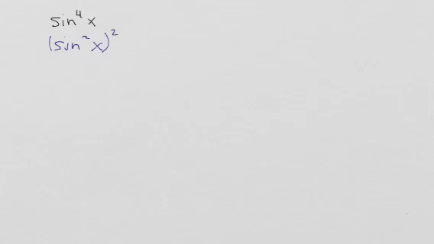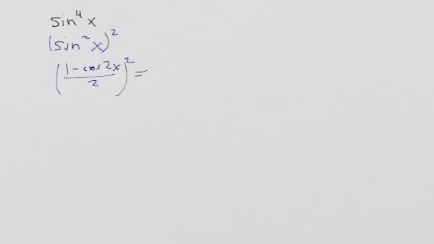And now I'm going to use the power reducing formula for sine squared x. And that would equal 1 minus cosine 2x over 2. And I still have that exponent 2 on the outside. So that's the next step. I'm going to go ahead and multiply out that exponent 2.